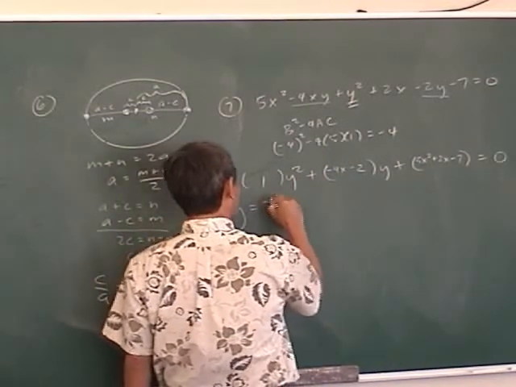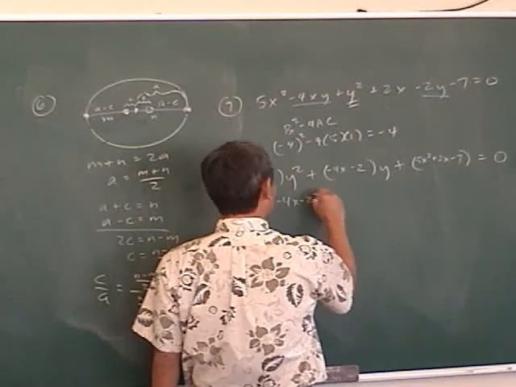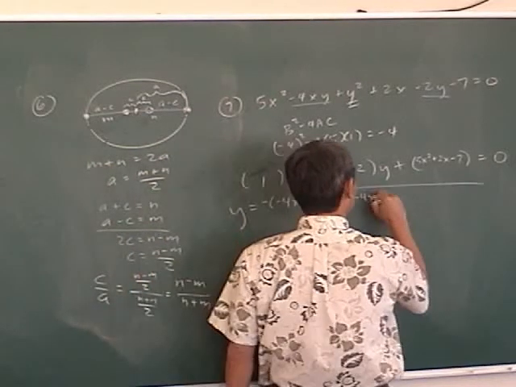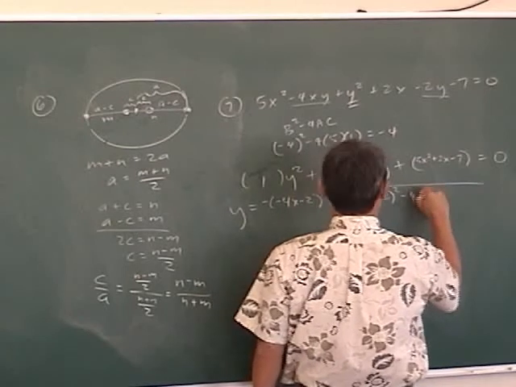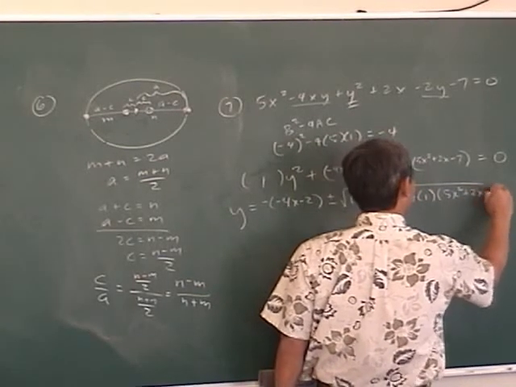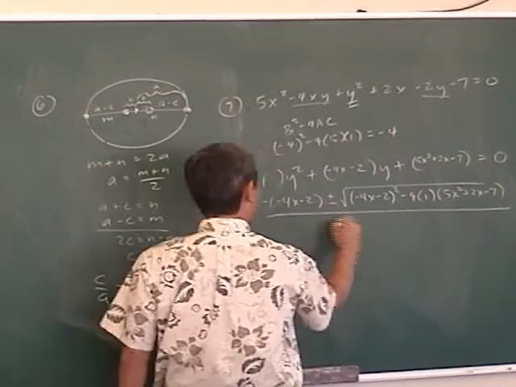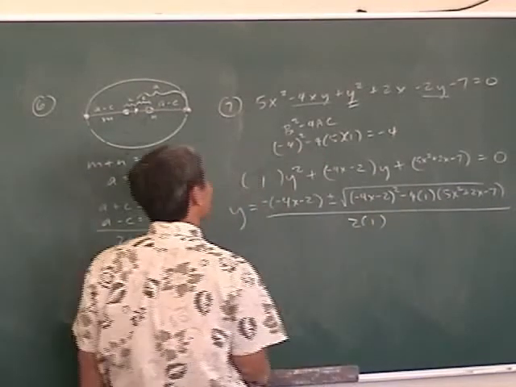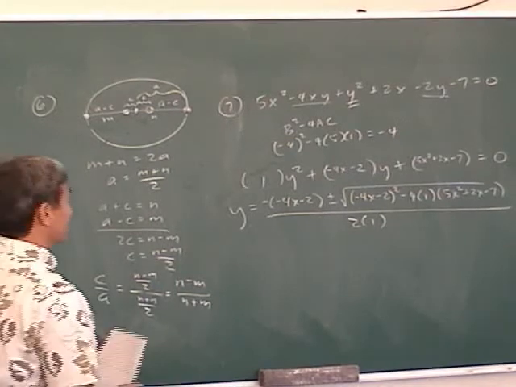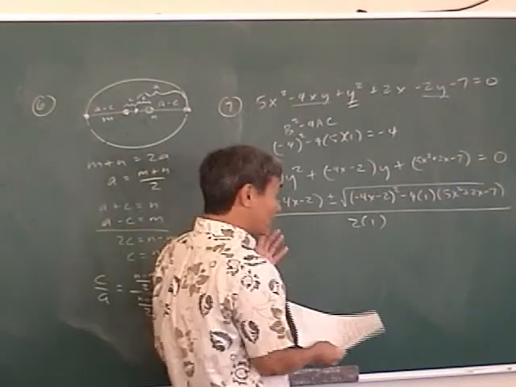y equals negative b, plus or minus the square root of b squared minus 4ac, all over 2a. I'm not going to simplify it, you are. I'm not going to even multiply by 1. You guys do that. Okay, simplify this. Graph it on your calculator.